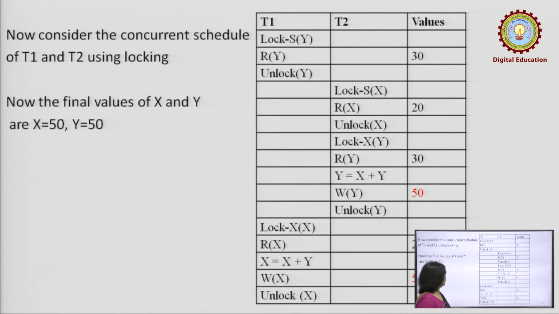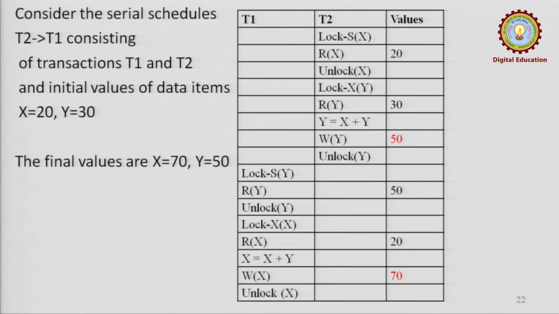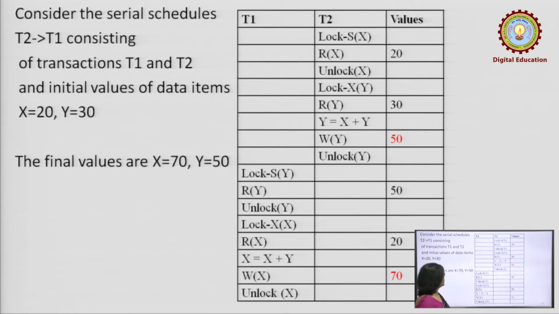Now, let us look at this. This is a concurrent schedule with the same set of transactions T1 and T2. In this case, we get the final values of x and y as 50 each. This is another schedule of the transactions T1 and T2, and this is a serial schedule where we get the final values of x and y as 70 and 50 respectively.